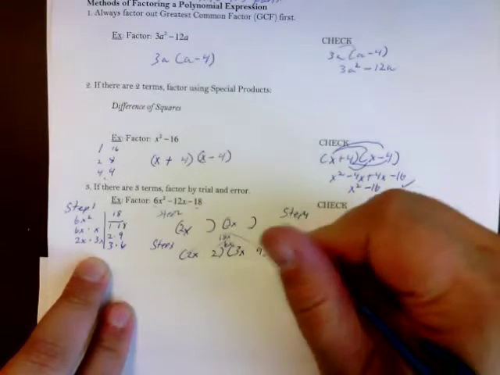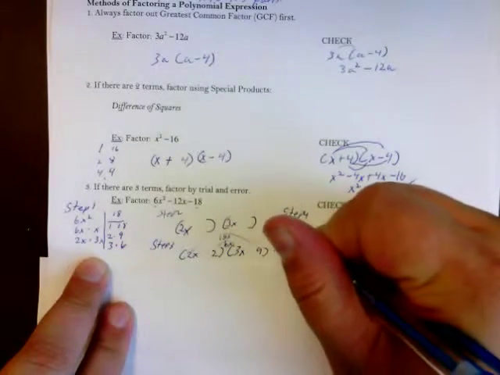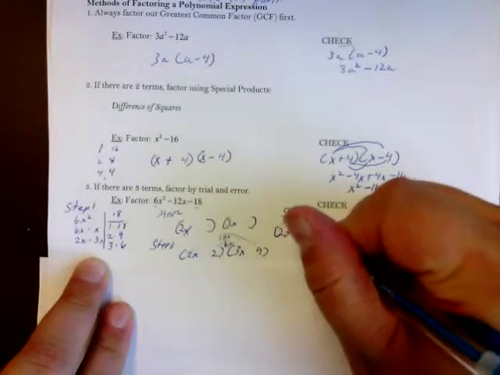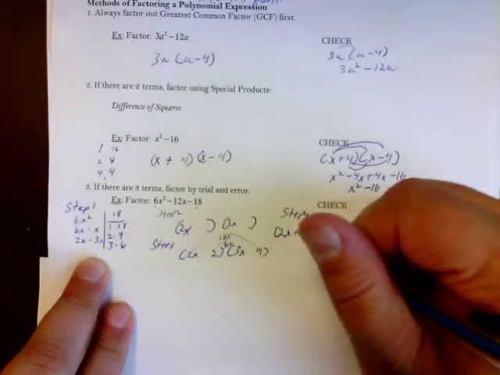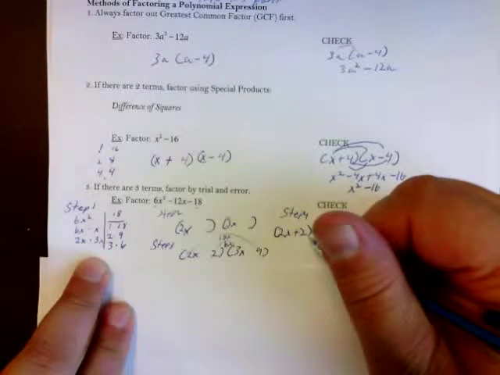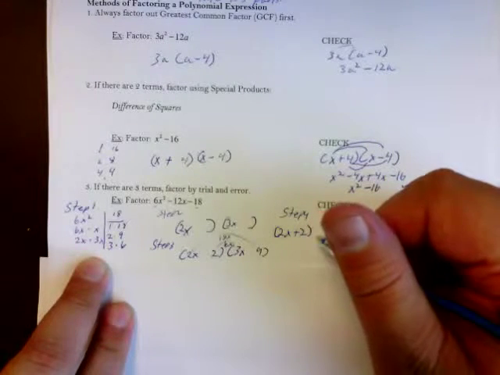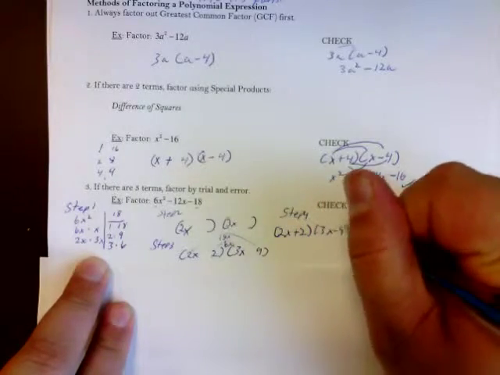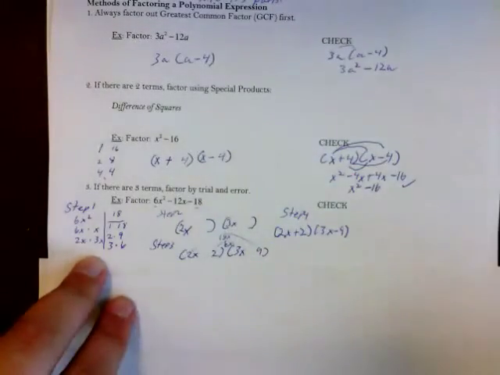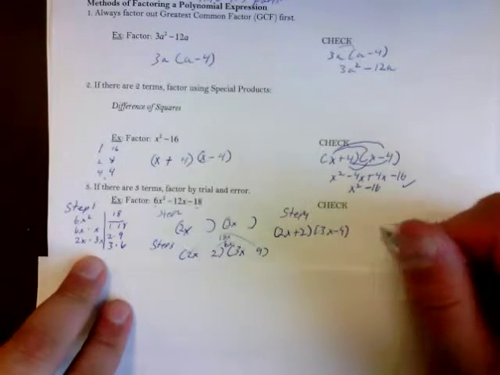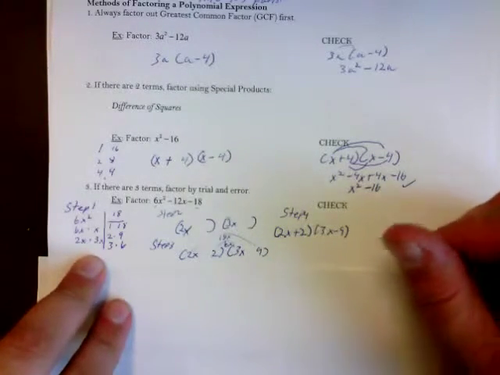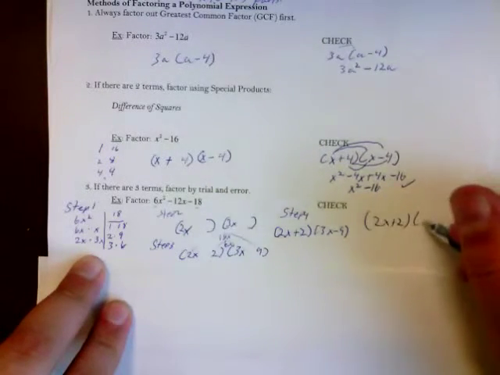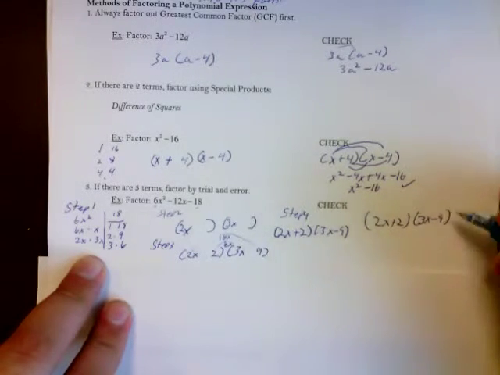In step 4, I'm going to apply the signs. So I have 2x plus 2 and 3x minus the 9. I think that's going to work out nicely. But thinking isn't good enough, so let's go ahead and check this. 2x plus 2 times 3x minus 9.